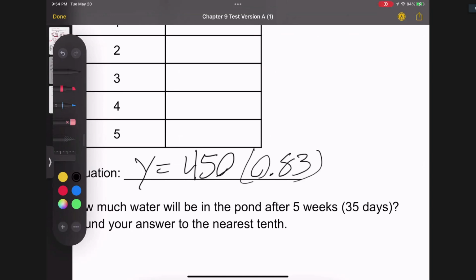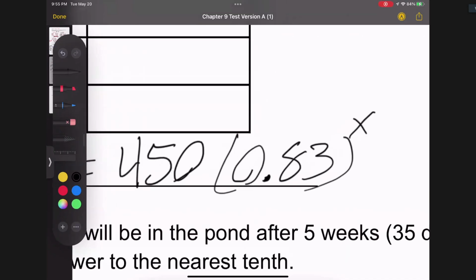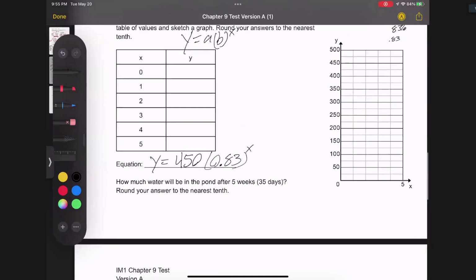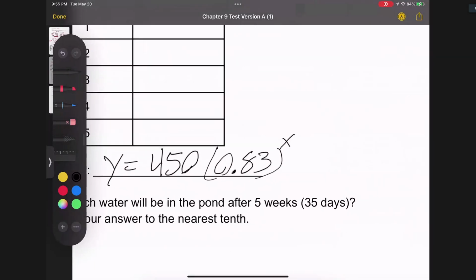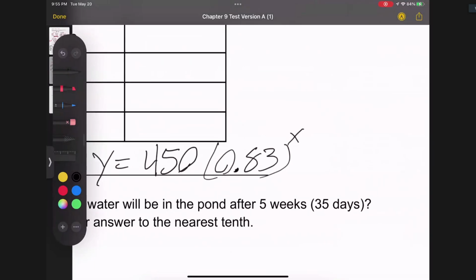If you put 0.83, I'm guilty of putting 0.83. It's just a habit that I do. So it's okay. I'm not going to mark you down. I get that you're actually doing 0.83. I do it too. That's a minor thing that I will not mark down for. Now, this is your equation: 450 times 0.83. 0.83 is your multiplier. That is what you're multiplying every single time.